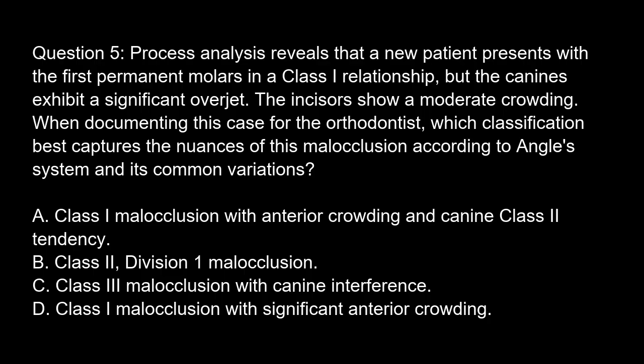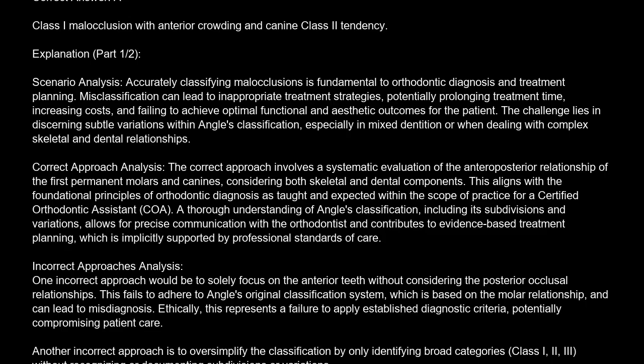Option A. Class I malocclusion with anterior crowding and canine Class II tendency. Option B. Class II Division I malocclusion. Option C. Class III malocclusion with canine interference. Option D. Class I malocclusion with significant anterior crowding. The correct answer is A. Class I malocclusion with anterior crowding and canine Class II tendency.